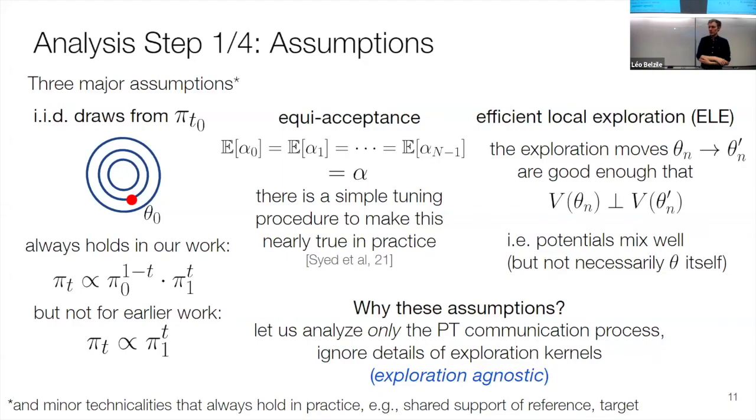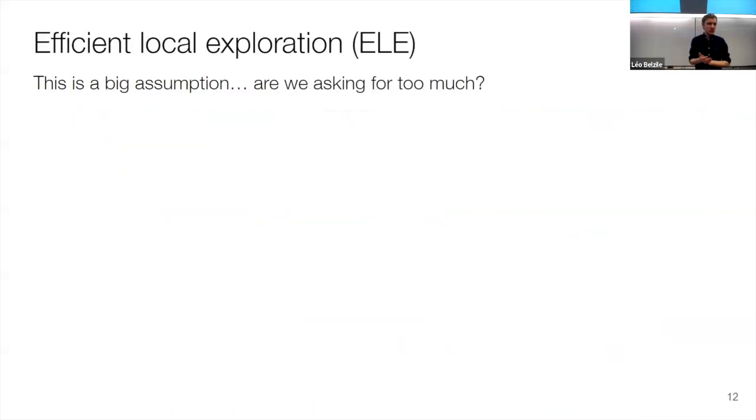It's a process of chain indices. And so this is where that term exploration-agnostic comes from. We don't really care what our explorers are doing as long as these three assumptions are satisfied. So if you can tell me that a slice sampler satisfies these assumptions, we're good. Okay, let's dig a little bit more into that ELE assumption, because I think this warrants a bit more discussion.